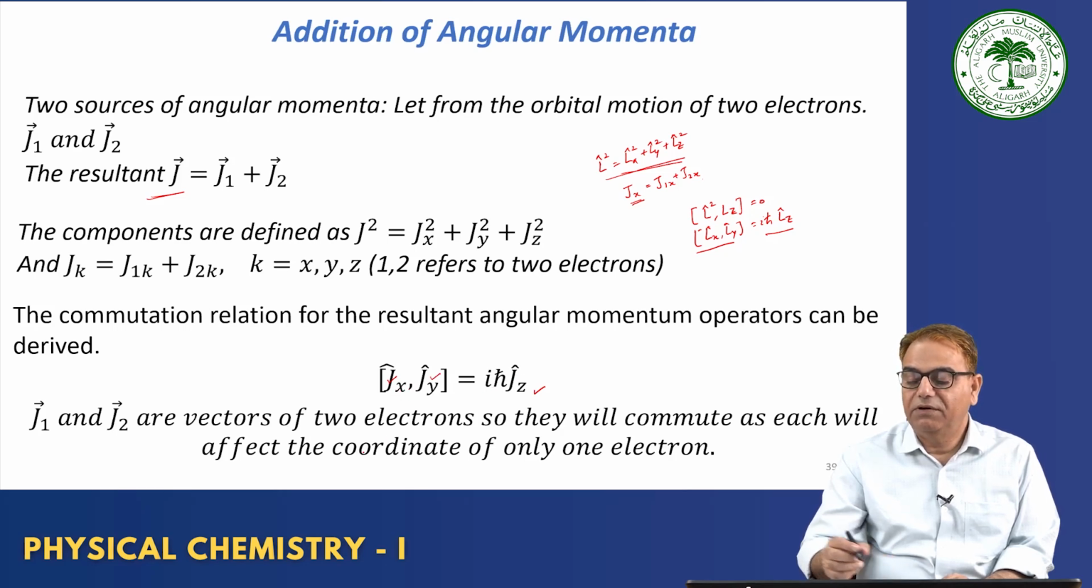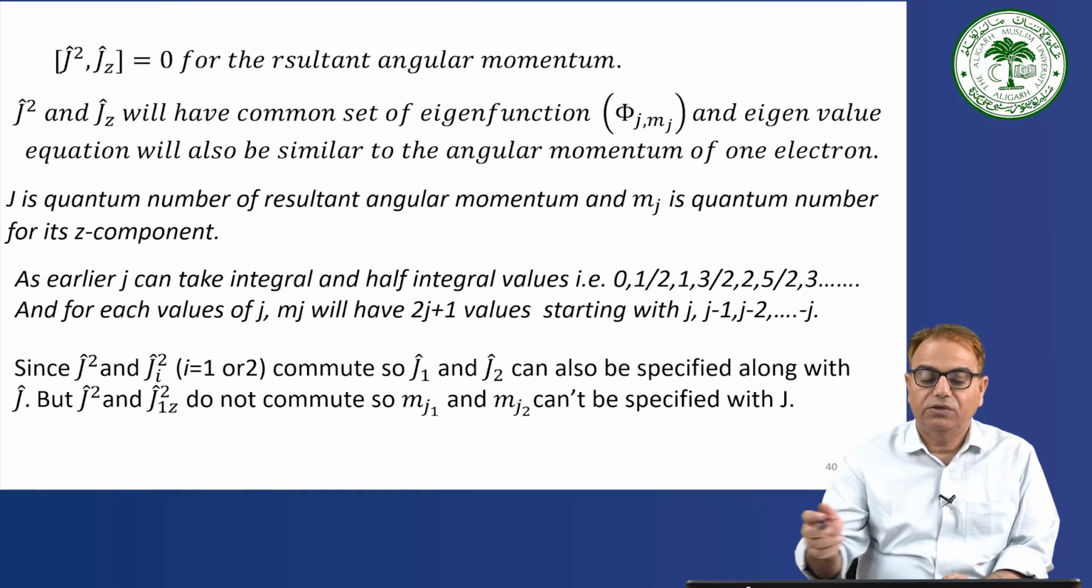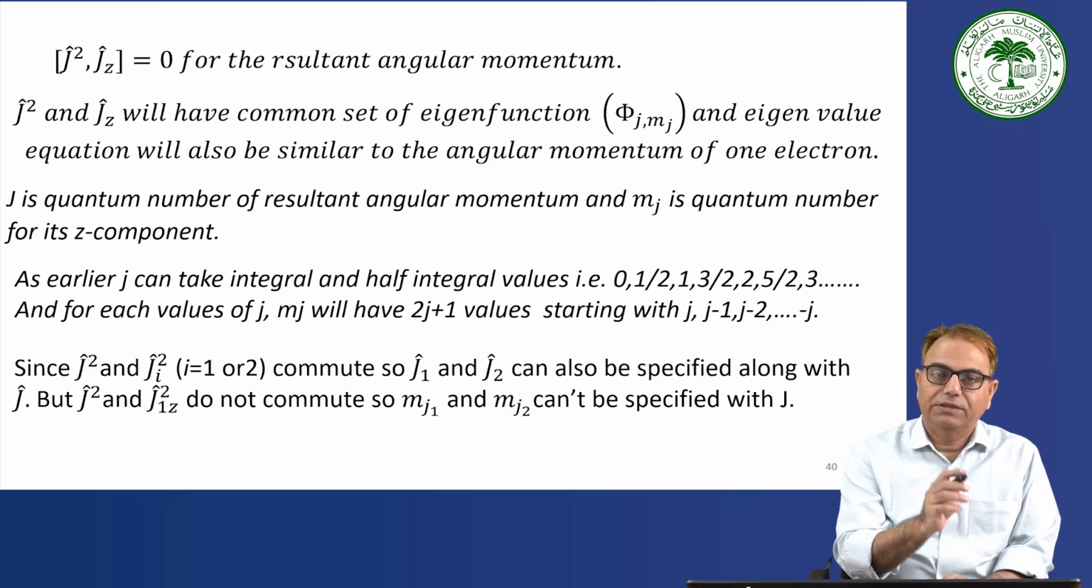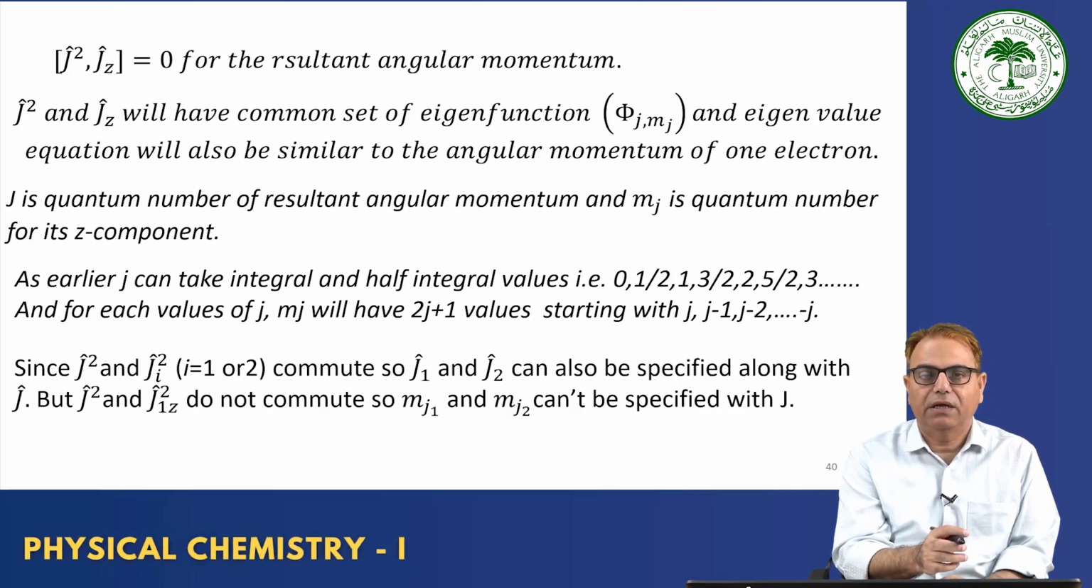It means it will follow the first commutator relationship also. It does follow the first commutator, J square Jz is equal to 0. So all the relationships in the orbital angular momentum which we have gone through are equally valid for the resultant angular momentum also. And the resultant angular momentum is the sum of the individual angular momentum, J1 plus J2, or if you have J3 also, then J1, J2, J3. We are talking about 2 only.